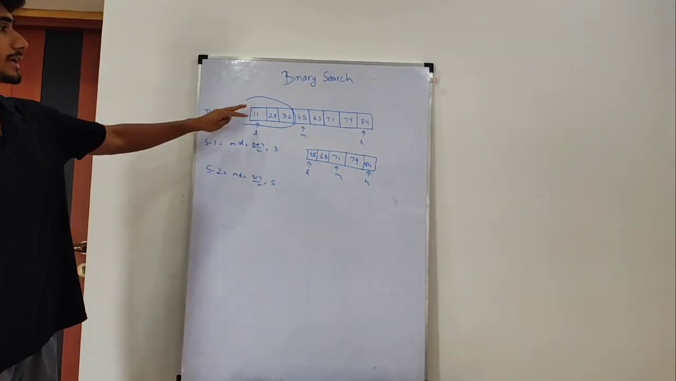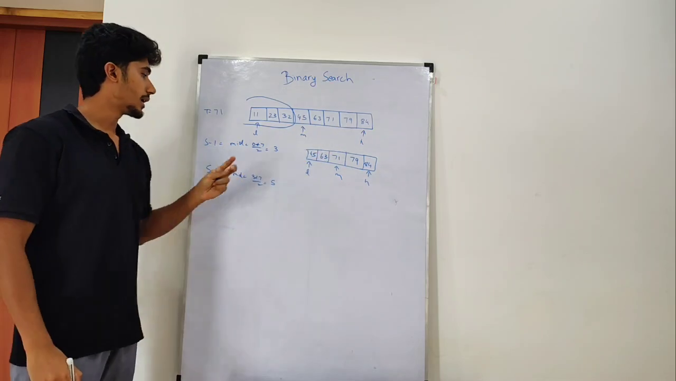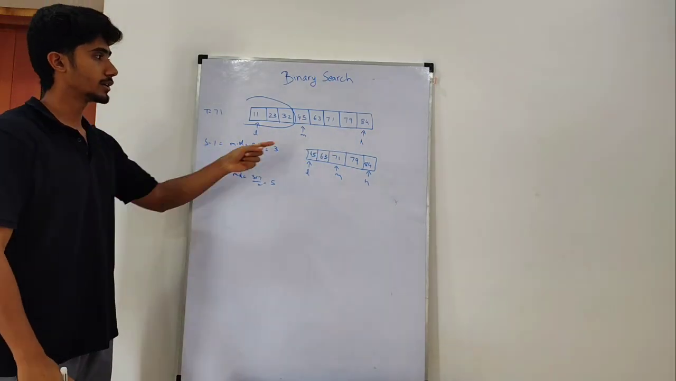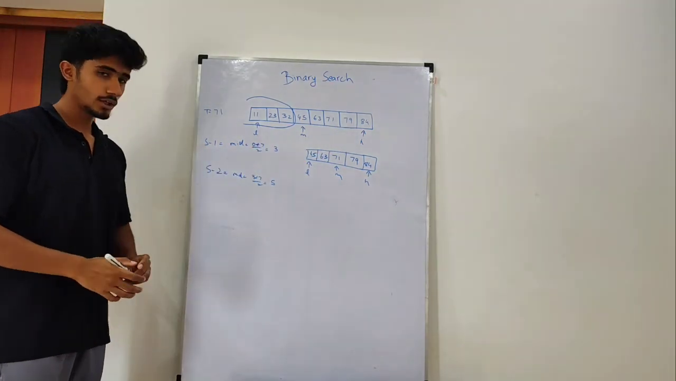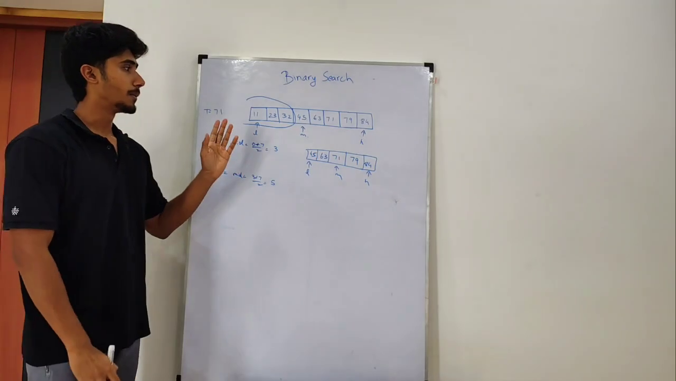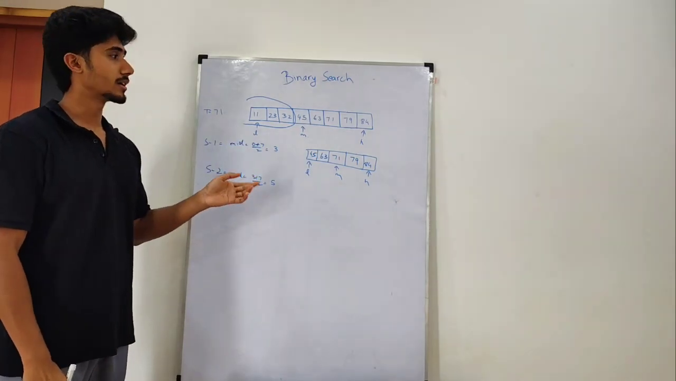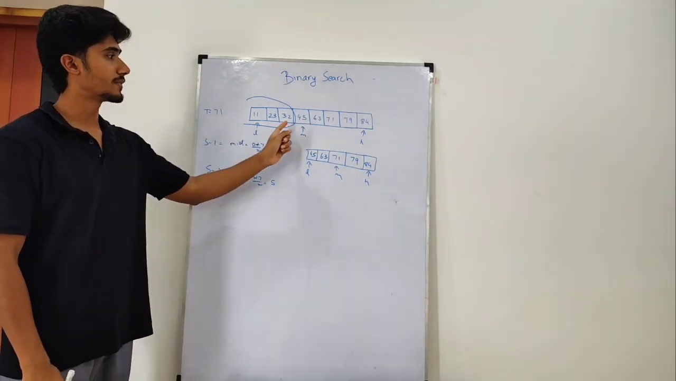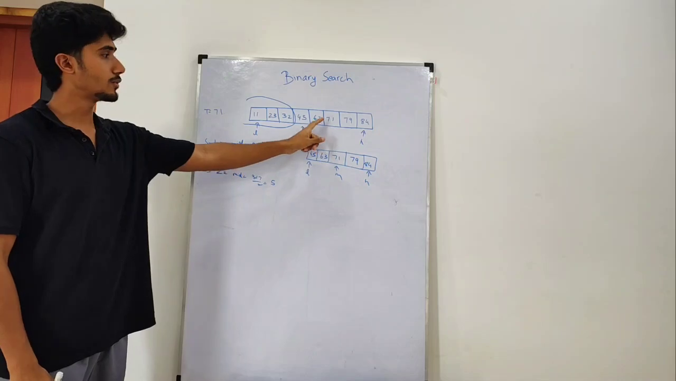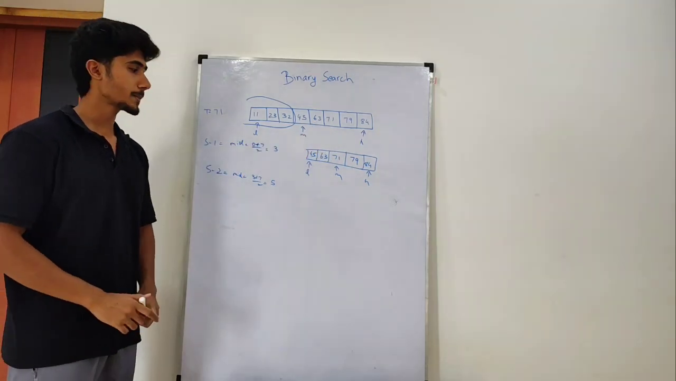So for an array of 8 elements, it only took me 2 steps to find the target element. We can see how efficient binary search is when compared to linear search, because linear search would have taken 6 steps to find the target element.